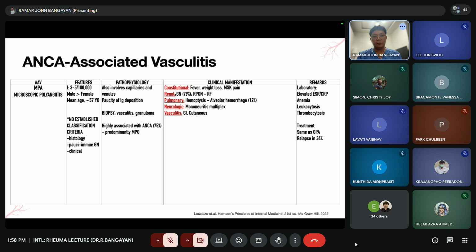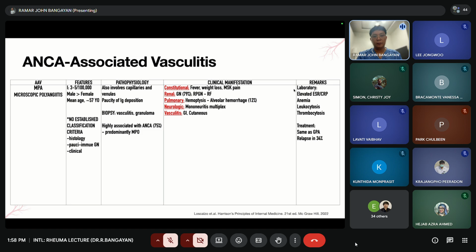They can have glomerulonephritis. In GPA, it's 77%. Here, it's 79%. All right? So, they also present with non-constitutional inflammatory symptoms. Neurologic mononeuritis multiplex is common. What you have to remember here in MPA is that sometimes it's similar with GPA, but it affects more the lower respiratory tract.